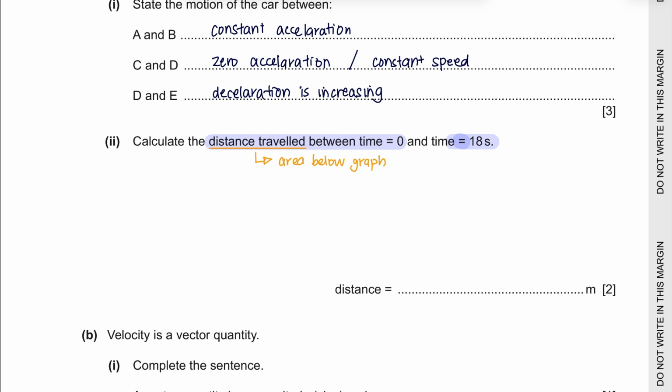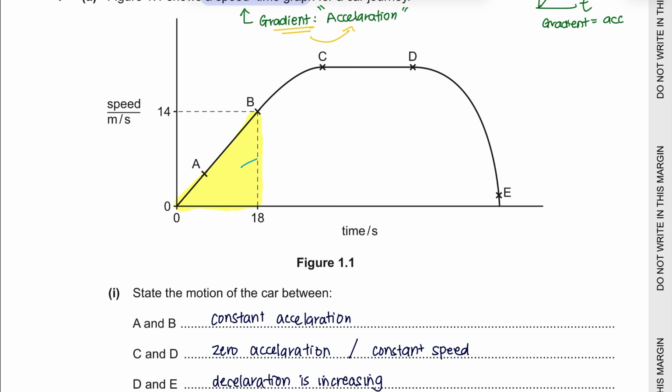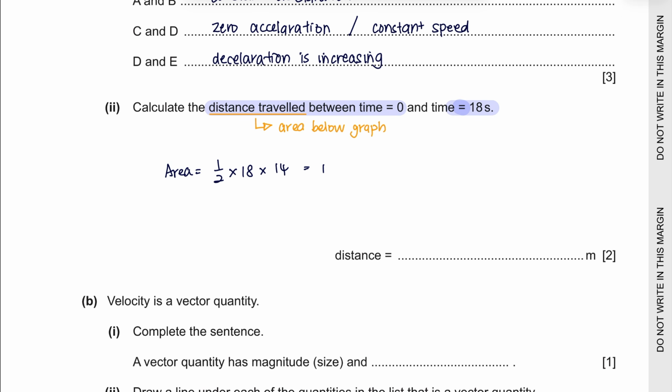When you are asked to calculate distance traveled for a speed time graph, this means that you are going to look for the area below the graph between time 0 and time 18 seconds, which is in this region. And this region here is a shape of a triangle. So we're going to calculate the area by the formula of triangle, 1/2 multiplied by base, which is 18, multiplied by its height, which is 14, which is 126 meters. Converting this into two significant figures would be 130, and your unit has been given to you.